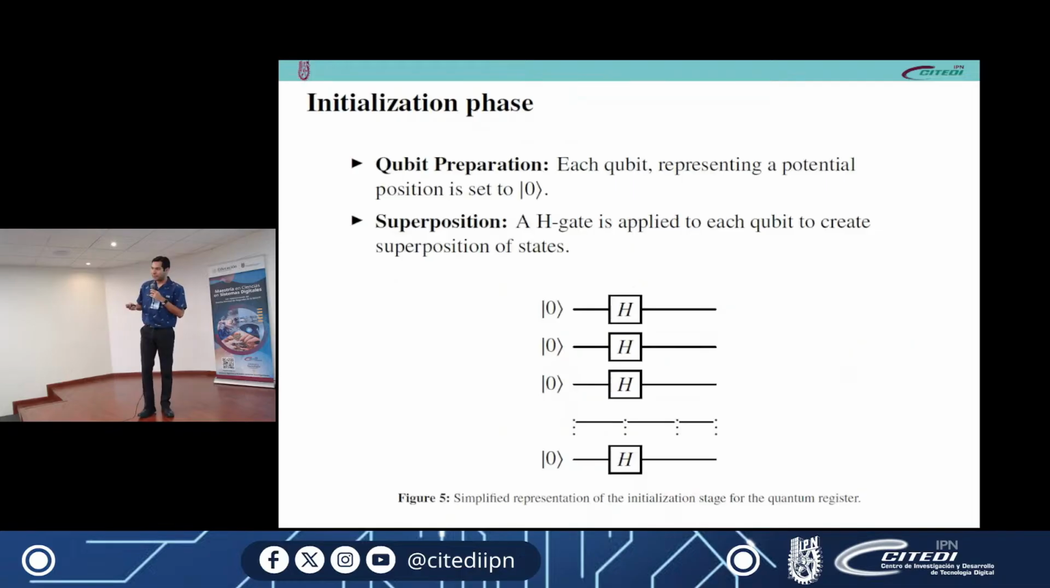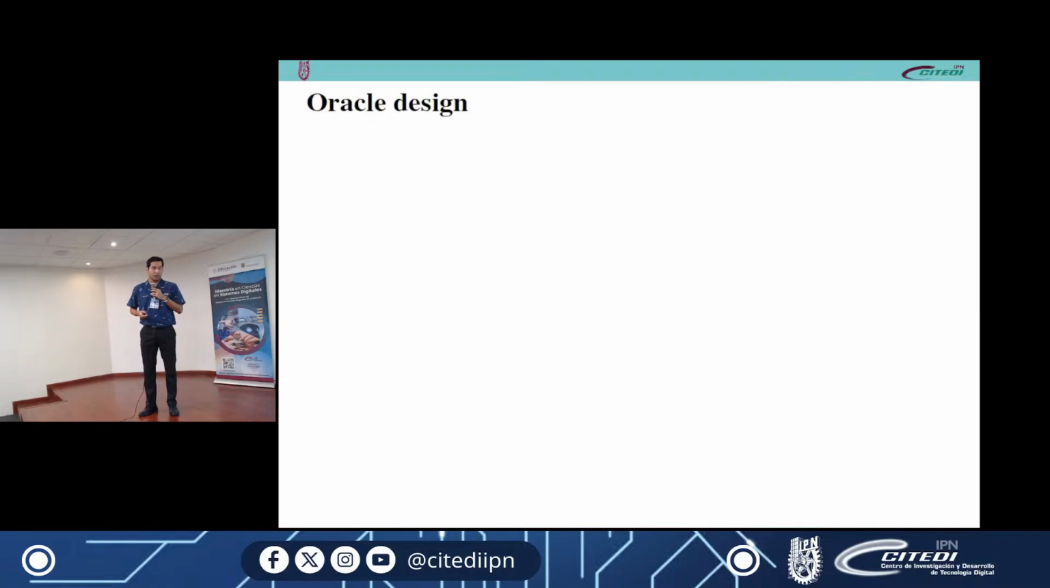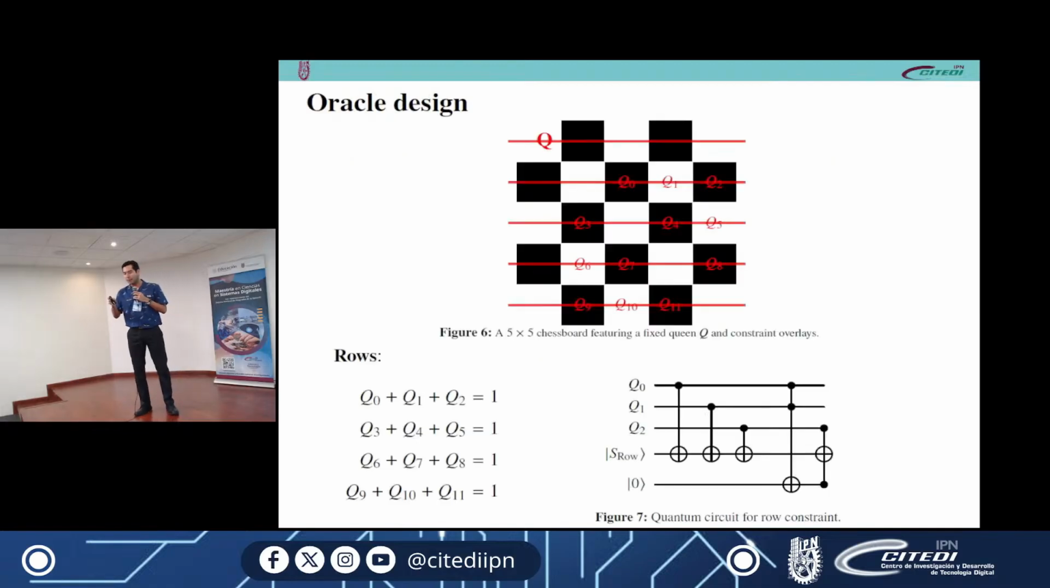So like we said first, we need to use superposition. So we use a set of Hadamard gates to set our solution states to superposition. And then for the oracle, what we do here is consider all the constraints that we mentioned previously. So we have our initial queen here, and then we're going to take a look at how the other queens line up for the rows.